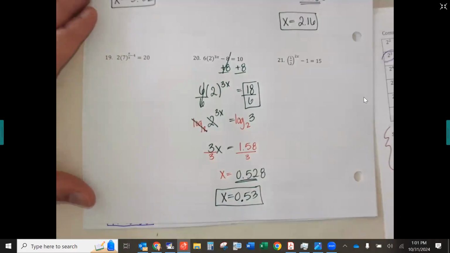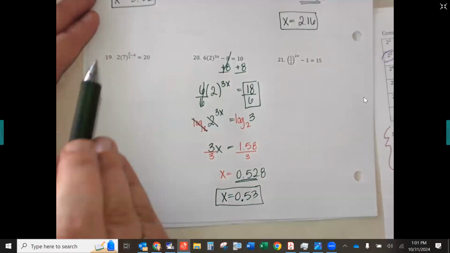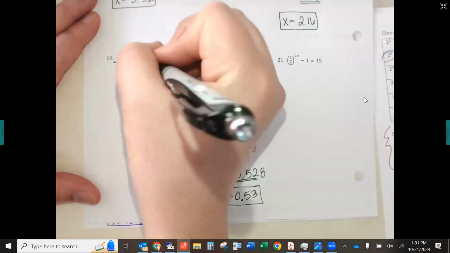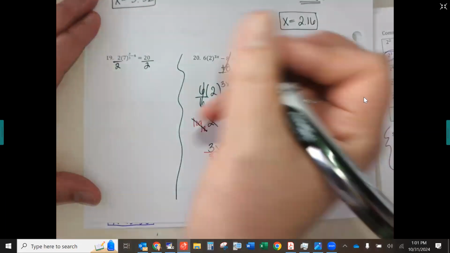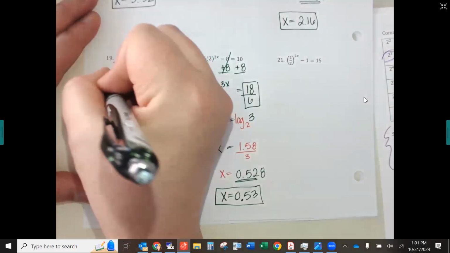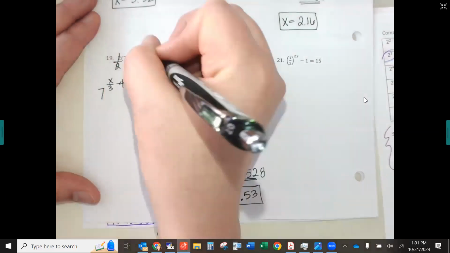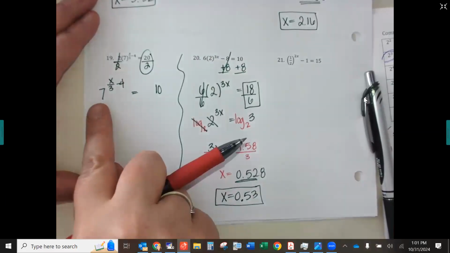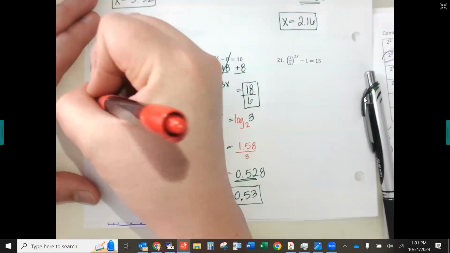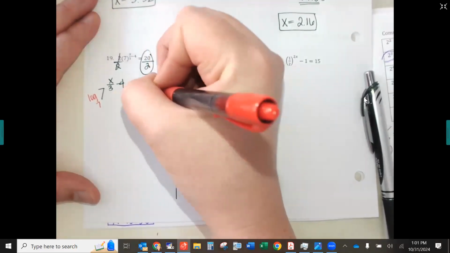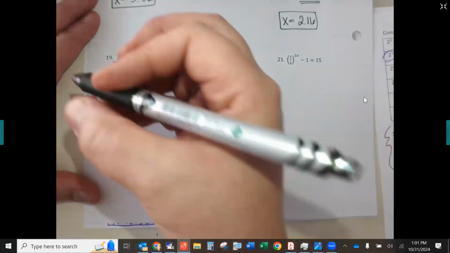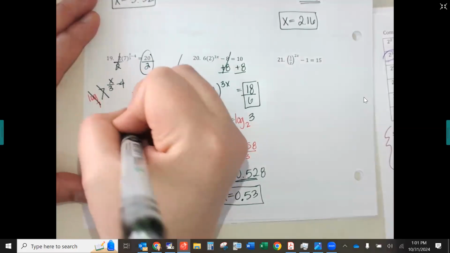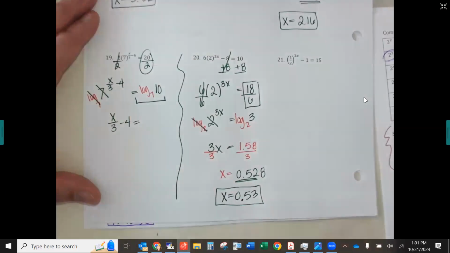Okay, last one we'll do, number 19. First thing I see is this 2 in the front has to go. It's multiplied by 2, so I'm going to divide by 2. So now I have 7 to the x over 3 minus 4 equals 20 divided by 2, which is 10. Then I want to get rid of the big 7, so I'm going to have to log little 7 on both sides. These guys are going to cross out. And I have x over 3 minus 4 equals, and I'm putting this into the calculator.